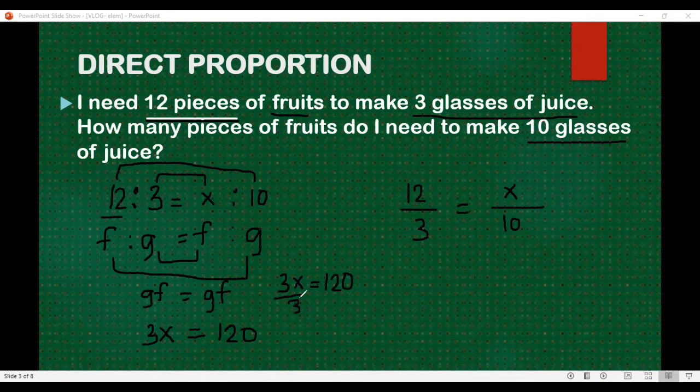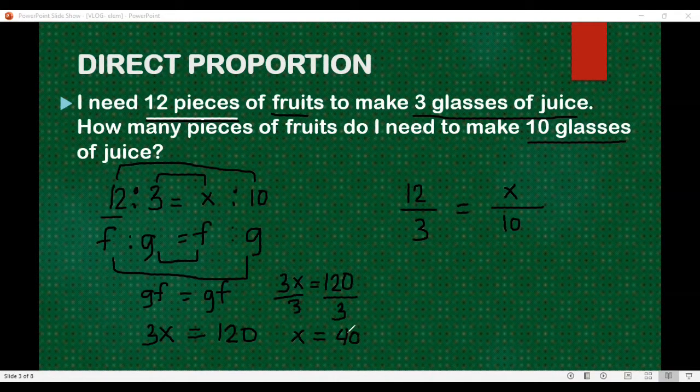And since we divided the left side of the equation by 3, you have to do the same on the right side of your equation. So we have to divide this also by 3. So canceling 3 over 3, we simply have x which remains here, and it gives us the answer, which is 120 all over 3, simply equal to 40.